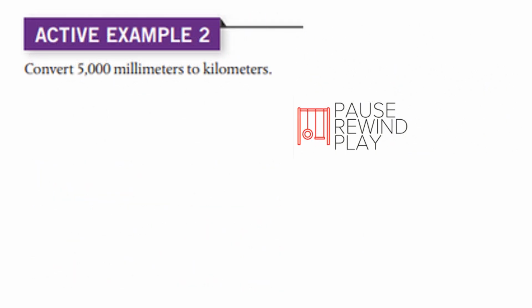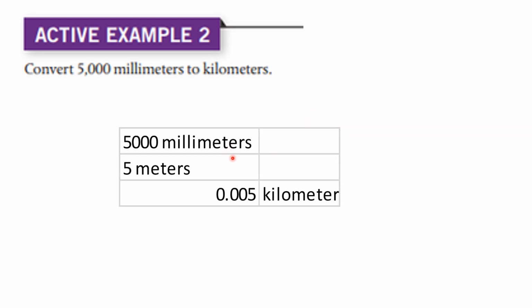Okay, so this example says convert 5,000 millimeters to kilometers. Please pause the video, do the problem, and then come back and we'll see how you did. Let's see how you did. Okay, so 5,000 millimeters, there are 1,000 millimeters in a meter, and so 5,000 millimeters is 5 meters, and there are 1,000 meters in a kilometer, so I divide this by 1,000 to get the number of kilometers. Make sure you can do these calculations with Excel.